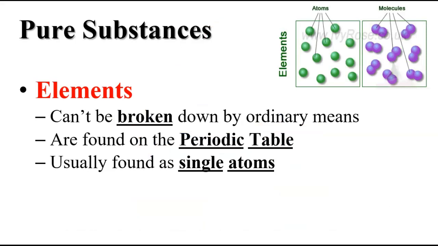So the first is element. An element can't be broken down any further by ordinary means. That means there's no decomposition reaction or single replacement reaction that can break down an element. Only a nuclear reaction could, and we're not talking about nuclear chemistry right now. They're found on the periodic table, and they're usually found as a single atom. So that means just Ne for neon, or just Ho for holmium.